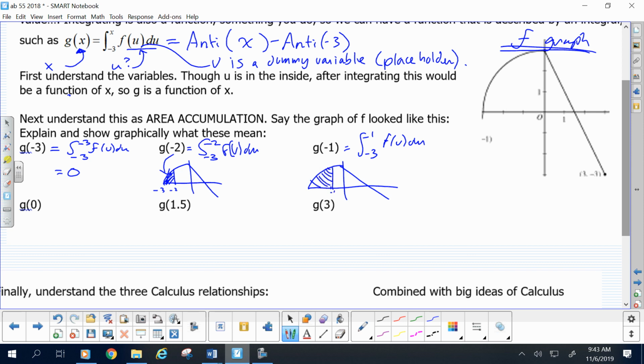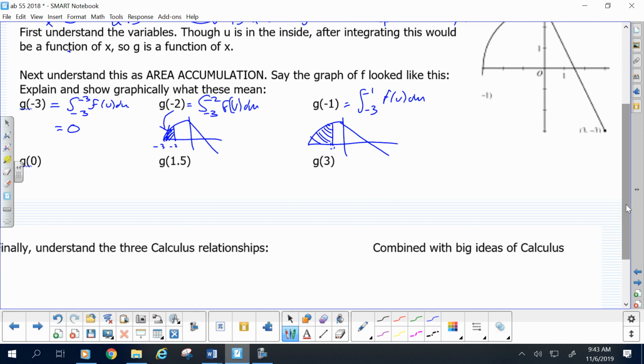All right. So you're probably starting to get the gist. G of 0 is from -3 to 0 under the F curve. Shading-wise, that would be the full semicircle. All right.